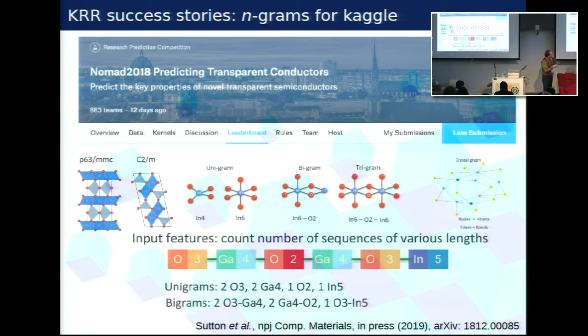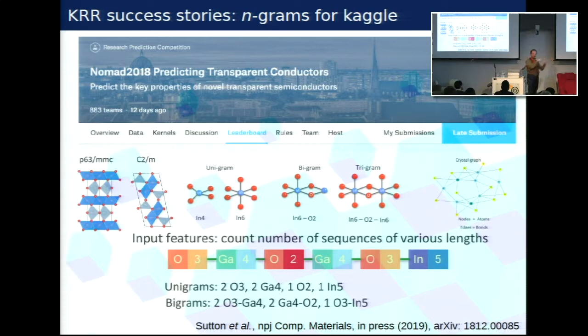So how many times you have a sequence like this: oxygen three, gallium four, oxygen two, and so on. So you build histograms of how many times you see a certain sequence. In the final model, the winner used the sequence of three and four, so three and four lists of neighbors, histogrammed. This gives you, again, the histogram itself is an array, and you can plug that into a kernel regression, and that worked very, very well.